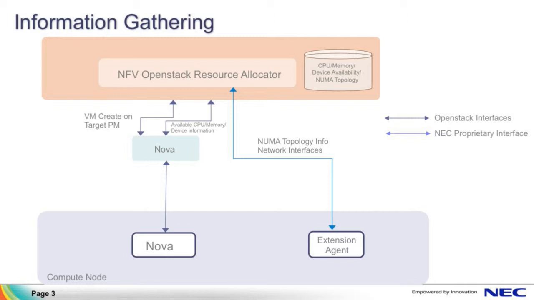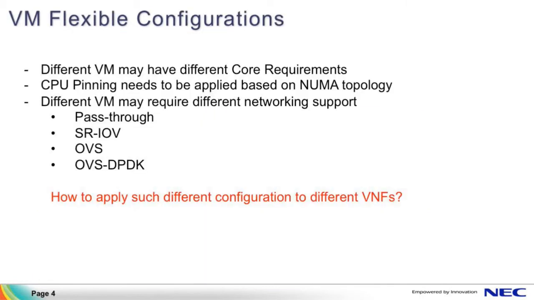So in order to make that type of decision, you need a resource allocator, and that is what we have added on top of OpenStack, which has a whole database state about all the CPU, memory, device availability, and the NUMA topology across the entire infrastructure, and then uses that to instruct Nova to place the VM into the correct physical machine.